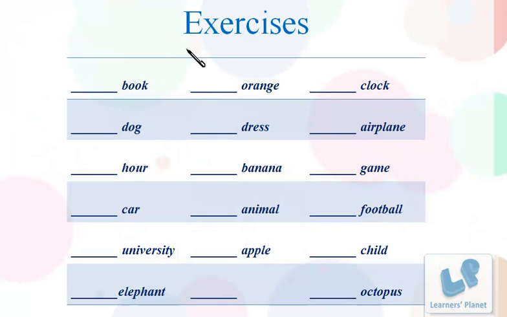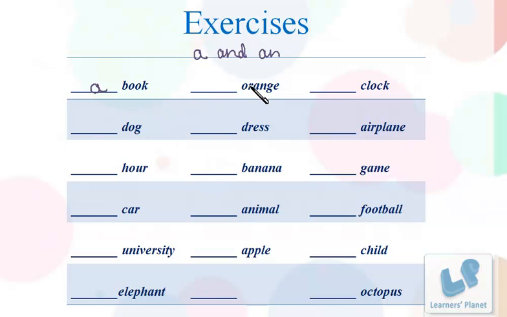Friends, in this exercise, we have to fill in the blanks, but only using the indefinite articles, which are a and an. So let us see. Book. Book begins with a consonant, so we will use a over here. And all these things are singular. So we have to use either a or an.